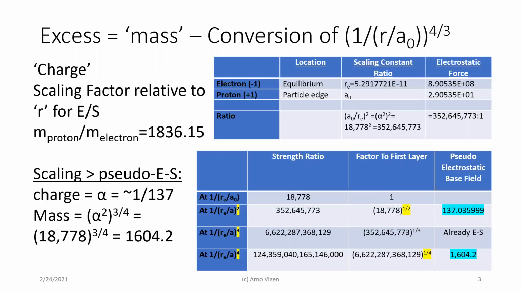What I'm introducing here is that there's another one, and it's that same 18,778 ratio of the distance of the Bohr radius, or the standard 1 electron, 1 neutron equilibrium, versus the particle edge. You have to upscale within that field to get from Planck at Bohr to Planck at the particle edge, which is what we call charge. And that ratio is 1,604.2.